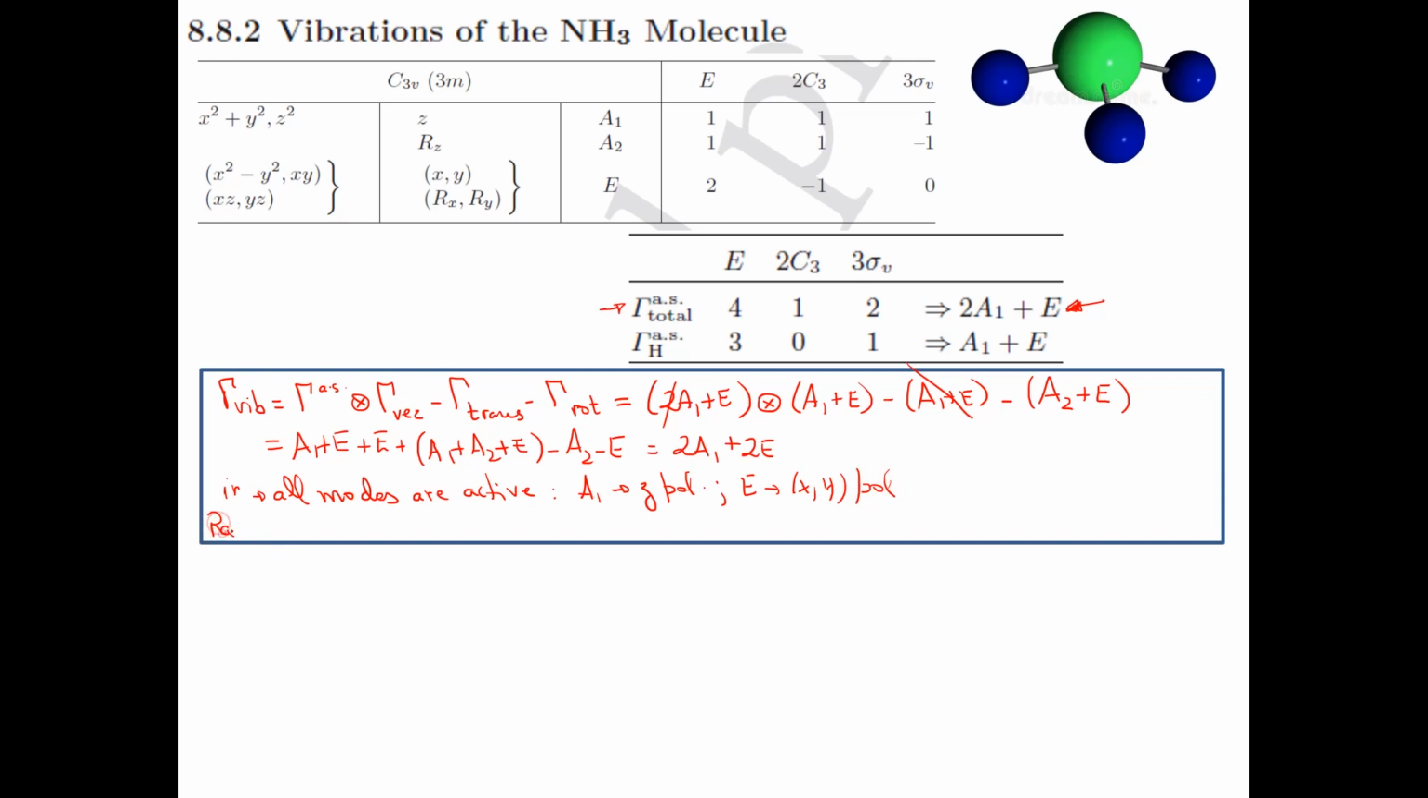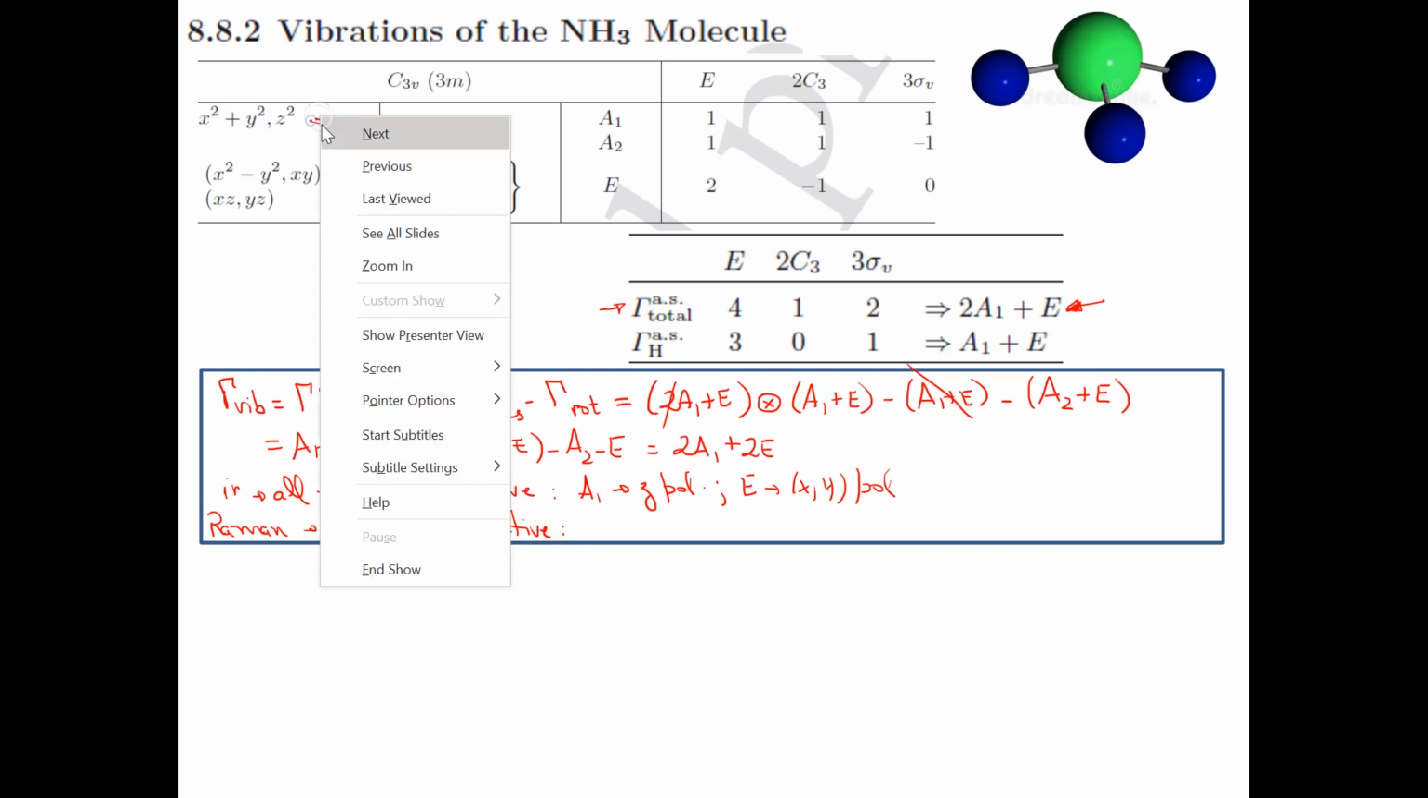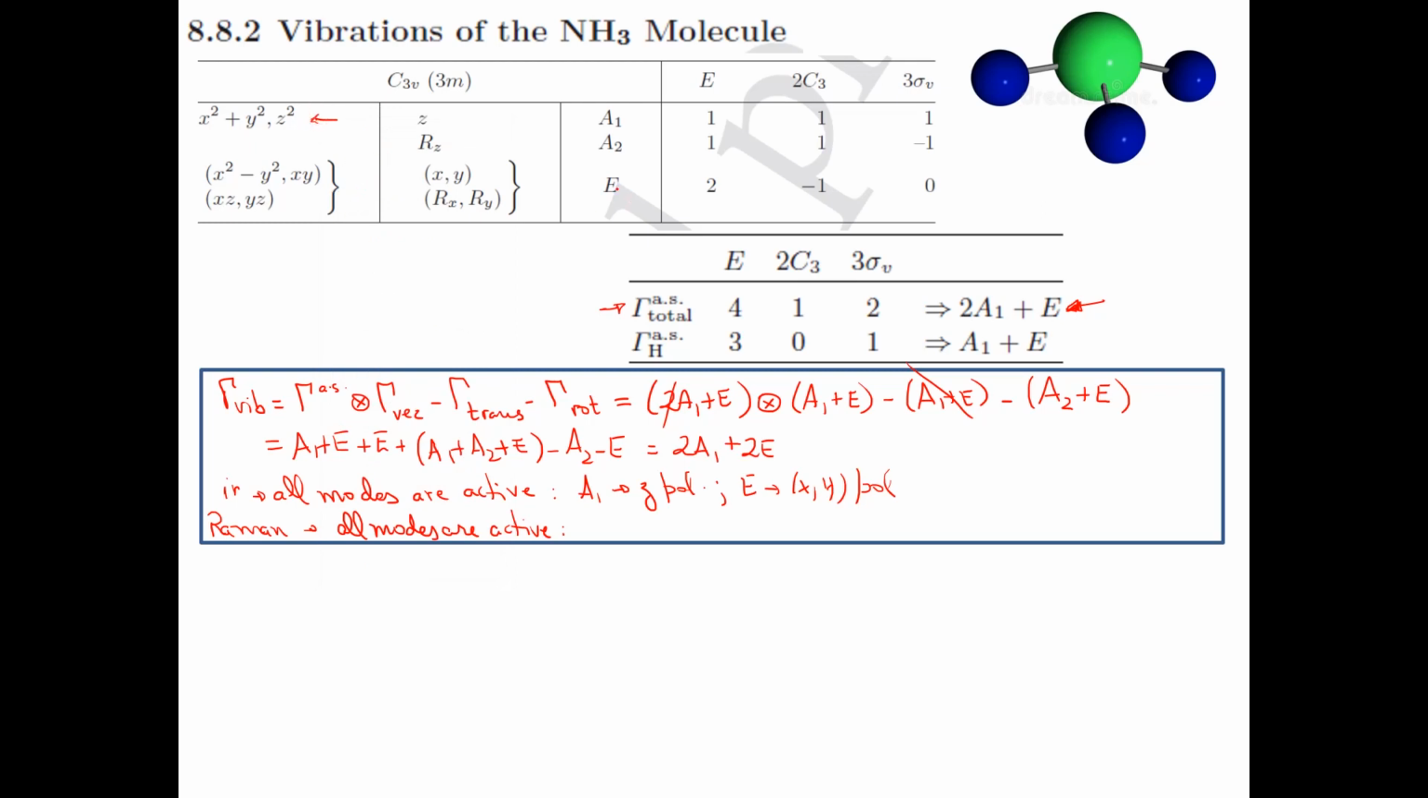Now about Raman, again, for Raman, all modes are also active. Because you have quadratic functions here for the A1 mode, this is for parallel polarization, and for perpendicular polarization you have also quadratic functions here, xz, yz. Okay, so then you have A1 parallel and E for perpendicular polarization. So you see that in this case you can use either infrared absorption or Raman scattering to measure all the different vibrational frequencies of this molecule.